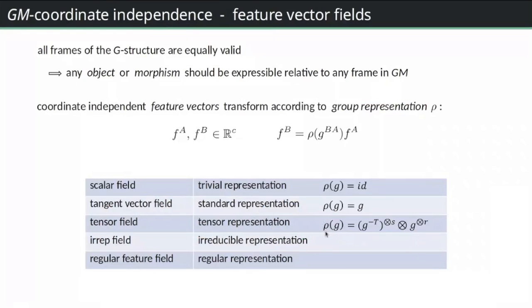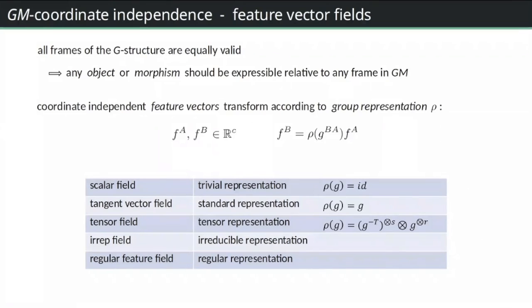And what is maybe a bit more interesting for us in our application are feature vectors. And they should also be expressible relative to any frame of the G structure. And if we have a feature vector field of type rho, this is what you saw already, then we define it here as, if you have the coordinate expression of it in gauge A or gauge B, you get a c-dimensional trivialized feature vector out. And these coordinate expressions relate by f_B is equal to rho of g_BA f_A.